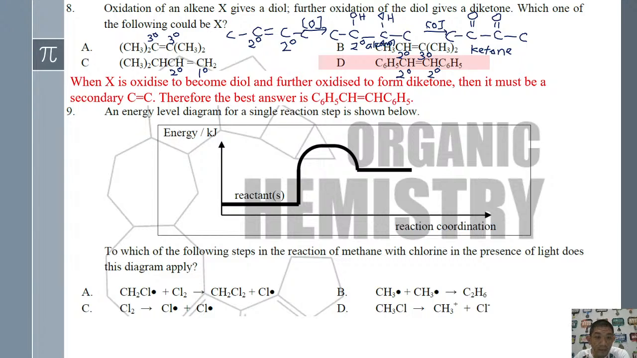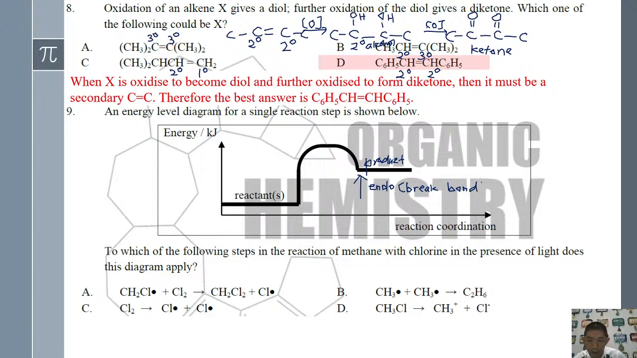Number 9, an energy level diagram for a single step reaction is shown below. So this is a single step. To which of the following steps in the reaction of methane with chlorine in the presence of light does this diagram apply? So if you have reactant low, product high, this is an endothermic process. So what are the steps inside the mechanism that are endothermic?